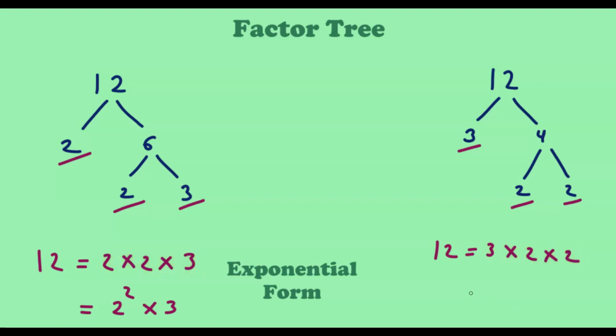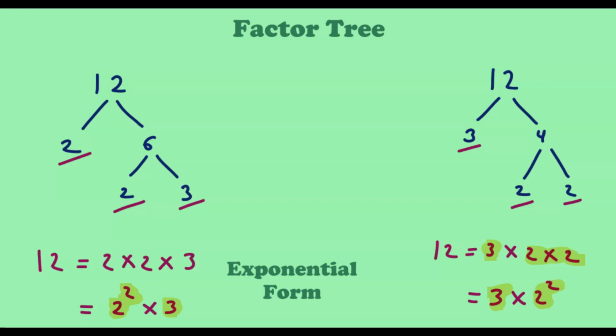And we can write this in exponential form as 3 times 2 to the power of 2, because we have 1 3 over here, and we have 2 2's, which we write as 2 squared. So we have a 3 and a 2 squared. Similar to here, we have a 3 and a 2 squared. And that just means that we have obtained the same prime factorization.